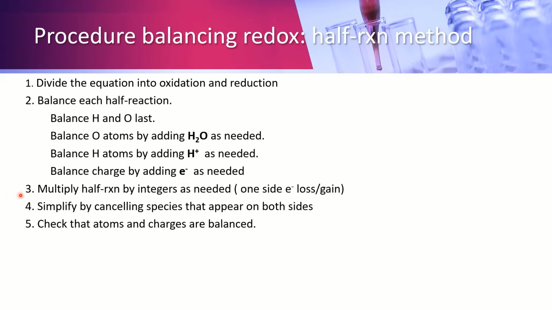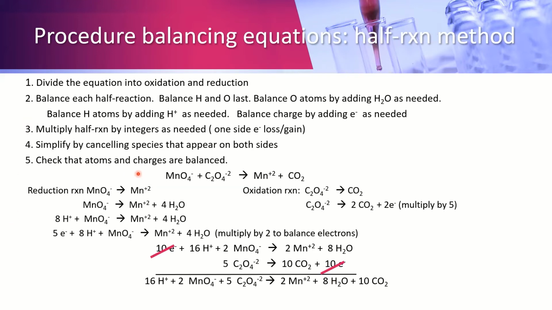Number 3, multiply half reaction by integers as needed. Number 4, simplify by canceling species that appear on both sides. Number 5, check if atoms and charges are balanced. Let's do a simple redox reaction using the half reaction method. Permanganate ion plus oxalate ion to produce Mn+2 plus carbon dioxide.